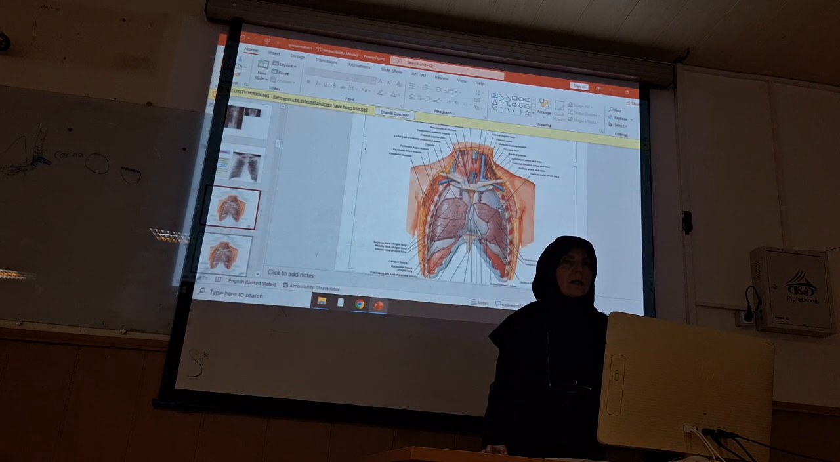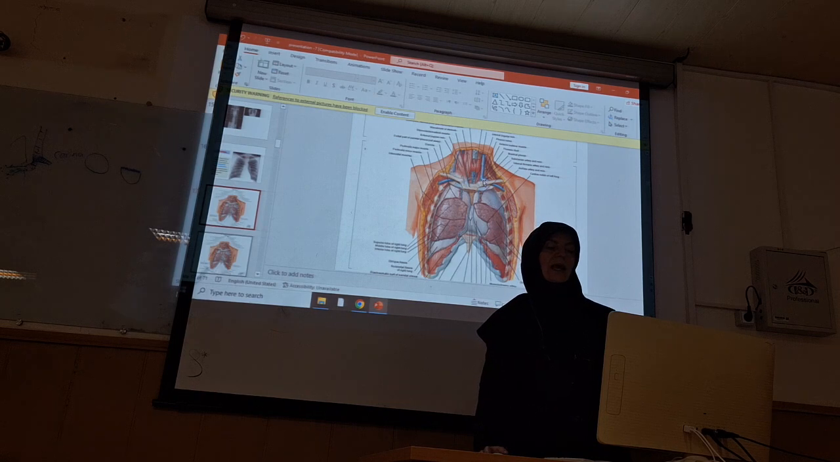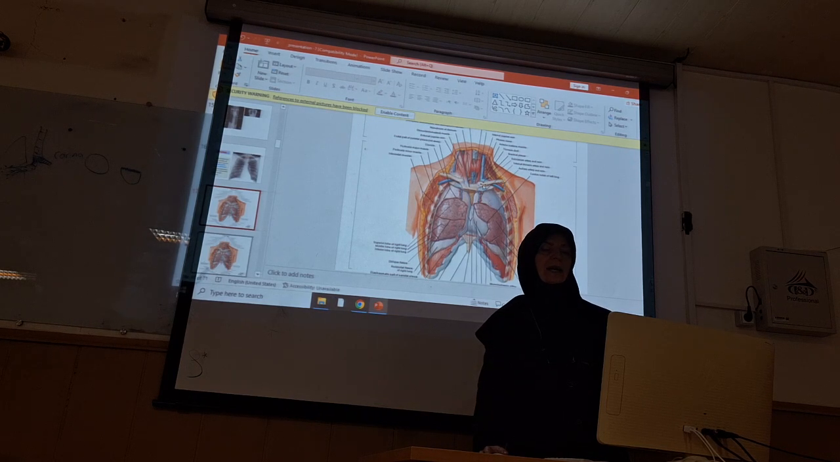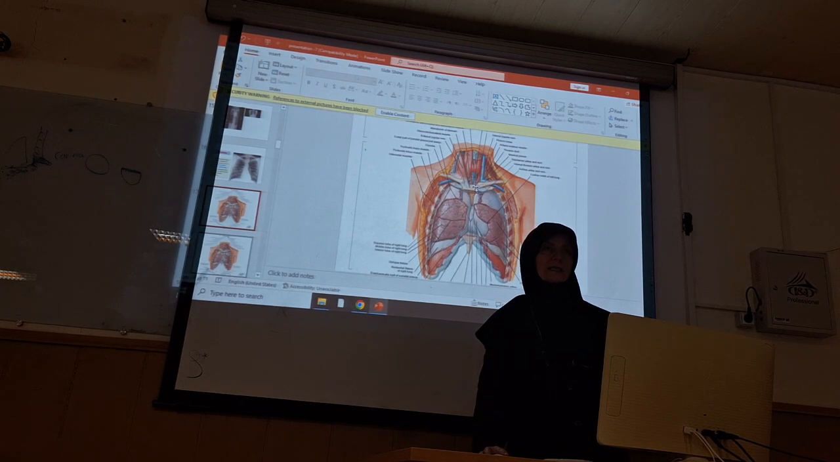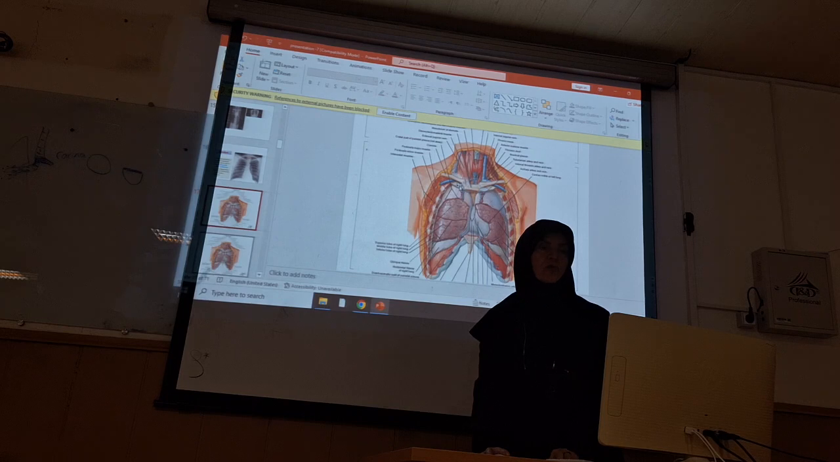Now, here you should know the apex, the cupula of each lung is visible here. What's the name of this bone? Clavicle. The clavicle anteriorly is going to make a joint with the sternum, and we call it the sternoclavicular joint. Which kind? Synovial, saddle.